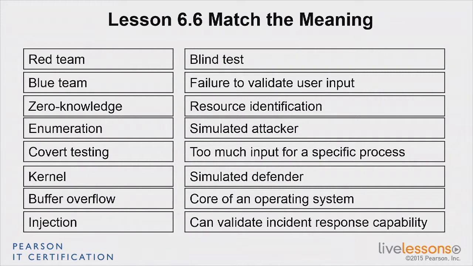So that brings us to our Lesson 6.6, Match the Meaning. Terms on the left-hand column: red team, blue team, zero knowledge, enumeration, covert testing, a kernel, a buffer overflow, and injection. Some are brand new in this lesson, some you've seen in previous lessons. So I'd like you to put me on pause, take the time you need, match these up, come on back, and we'll go through them together.